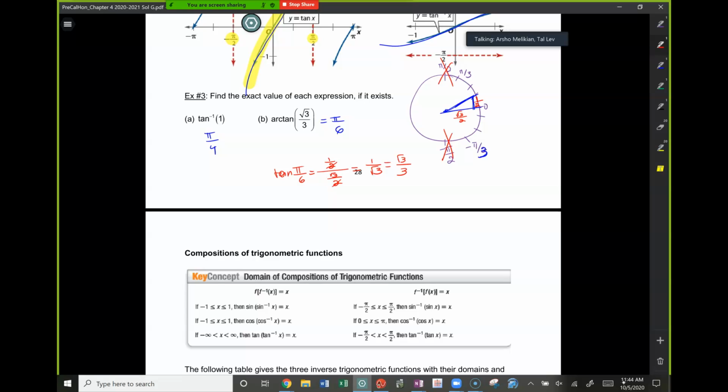Was that your question? Not quite. I still don't understand how to get pi over 6 to start with. So I basically work backwards. I say to myself, okay, tangent of what is 1 over root 3 or root 3 over 3?